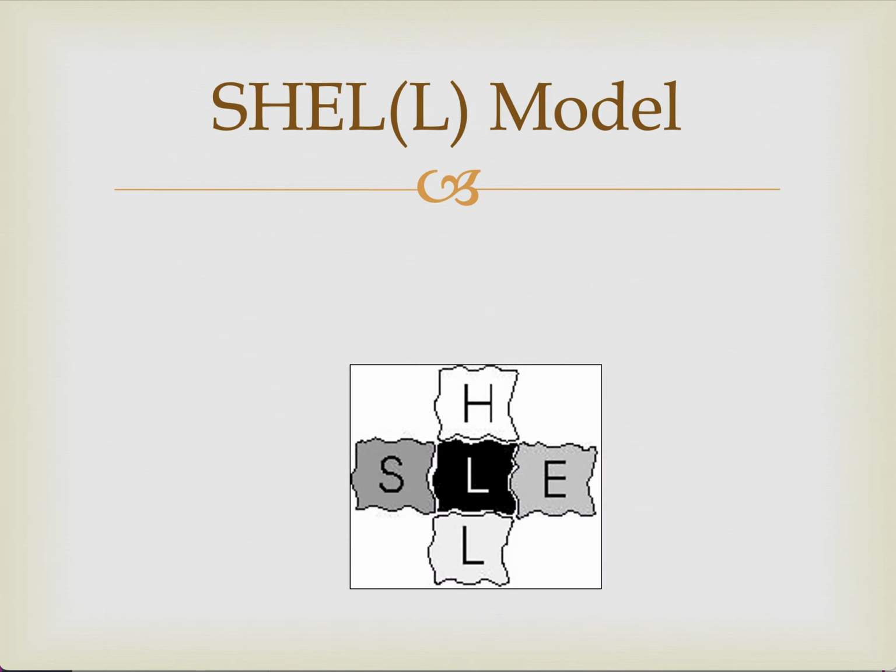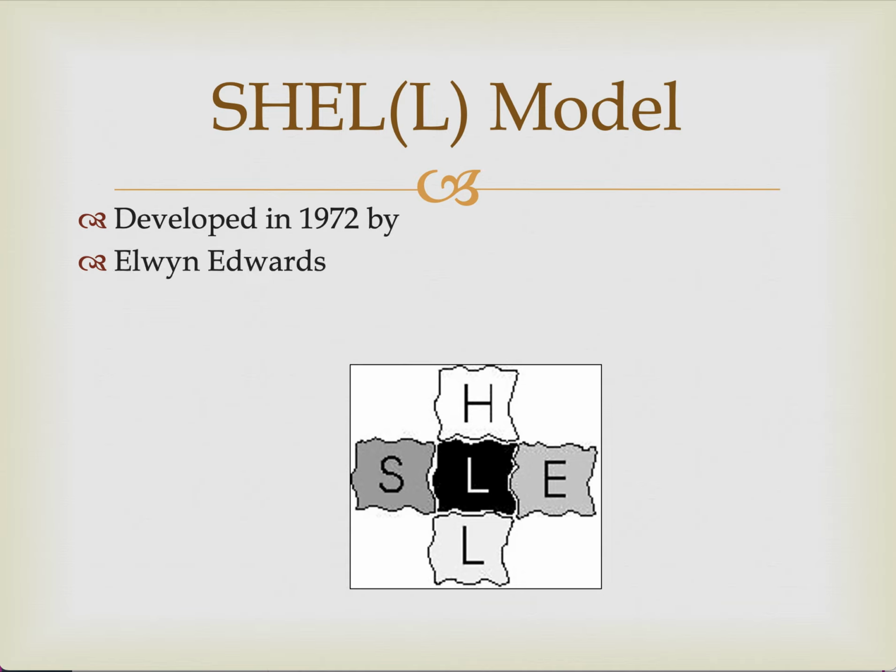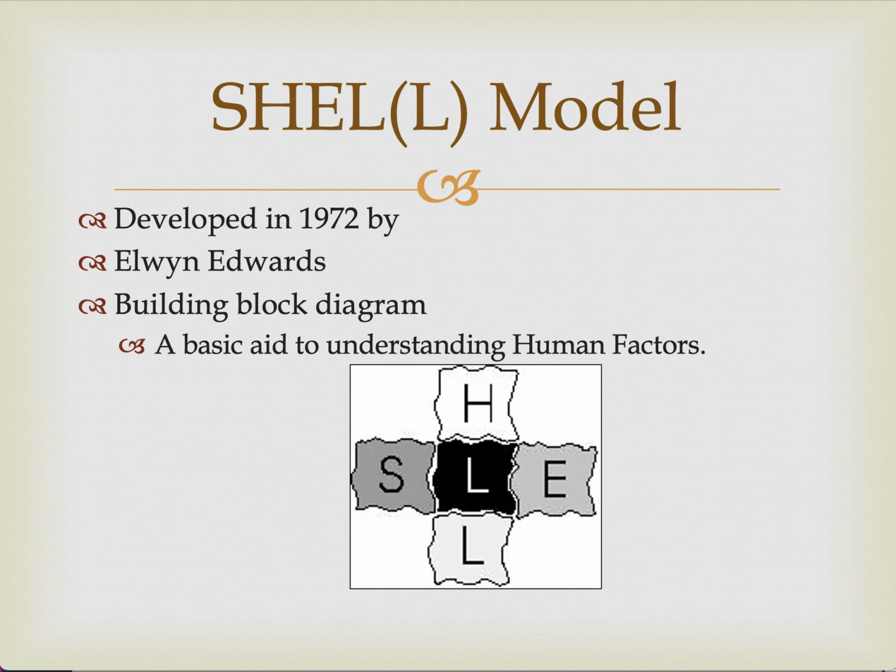Let's start out with Elwyn Edwards' SHEL model. In 1972, he came up with it. It's a very simple building block diagram and a basic aid to understanding human factors. A lot of times you see it just as SHEL, and then sometimes you'll see it with two L's, sometimes not. I'll talk about why, but when I talk about the SHELL model, it's going to include all 5 letters, okay?